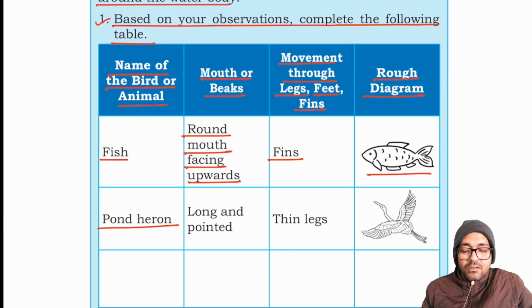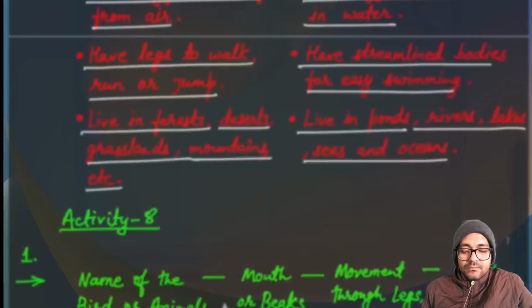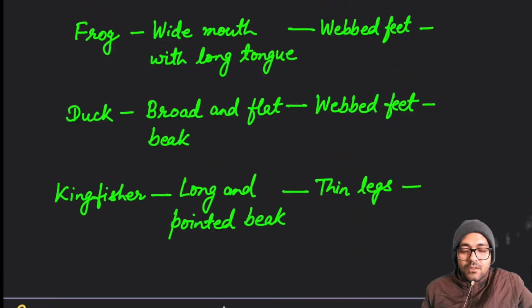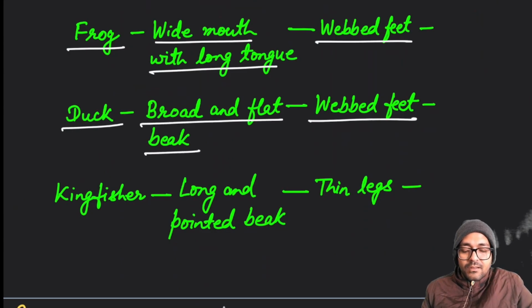Animal, horned heron. Mouth long and pointed. Thin legs. Diagram here. Similarly, you can fill here. You can fill frog. It has wide mouth with long tongue and webbed feet. Duck, broad and flat beak, webbed feet. Kingfisher, long and pointed beak, thin legs.